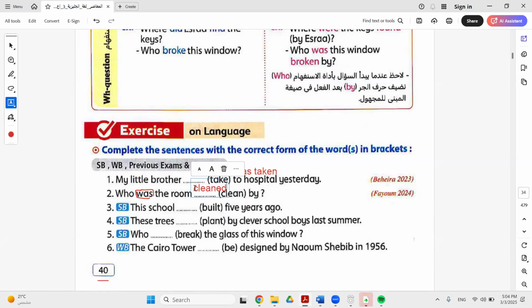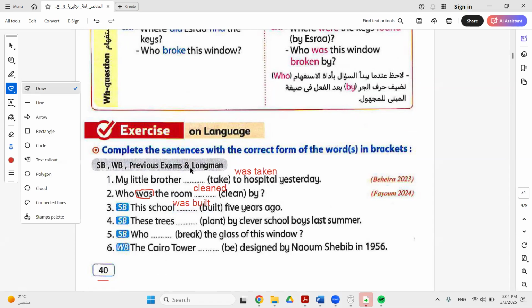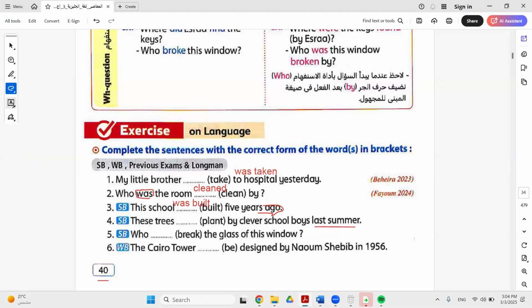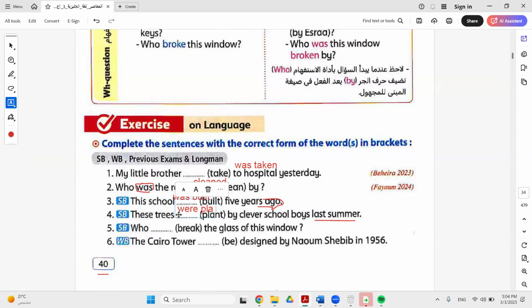Yusuf Muhammad. This school was built 5 years ago. Was built. In the exam, some people might write is built, but they won't notice it says 5 years ago. Yasin Mustafa. These trees were planted last summer. Were planted.